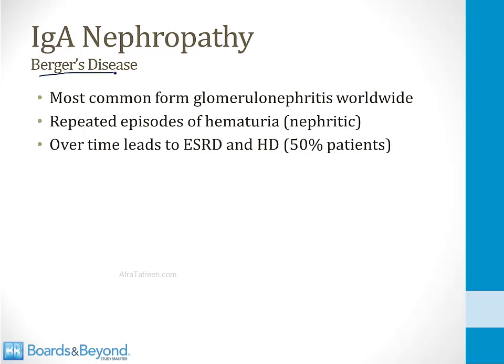Our next cause of the nephritic syndrome is IgA nephropathy, which is also called Berger's disease. This is the most common form of glomerulonephritis worldwide. It typically presents with repeated episodes of hematuria due to the nephritic syndrome, and over time, it leads to end-stage renal disease and hemodialysis in about half of patients.